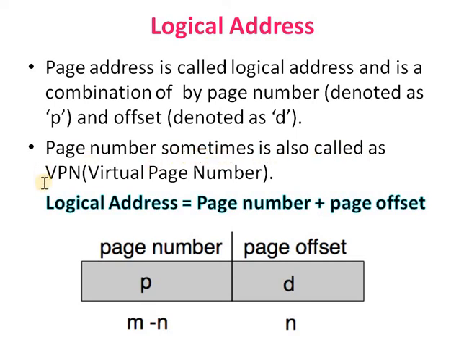Then what is a logical address? The page address is called a logical address and the frame address is called a physical address. The page address is called a logical address and it is a combination of page number, denoted by P, and offset, which is denoted by D. The page address has 2 parts. The first one is the page number, that is P, and the second part denotes the page offset, D.